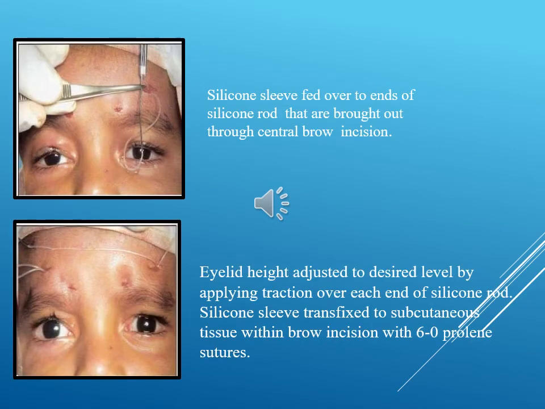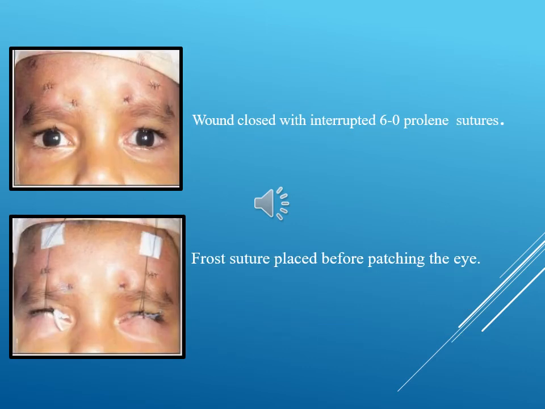So after the needle has been passed, the silicone sleeve is fed over to the ends of the silicone rod, which are brought out through the central brow incision. The eyelid height is then adjusted to the desired level by applying traction over each end of the silicone rod. The silicone sleeve is transfixed to the subcutaneous tissue within the brow incision with 6-0 Prolene sutures. Following this, the individual wounds are closed with the help of interrupted 6-0 Prolene sutures. And lastly, a frost suture is placed through the eyelids before patching the eye.